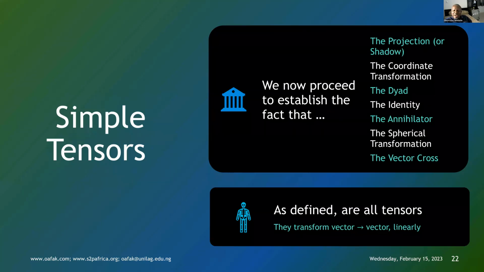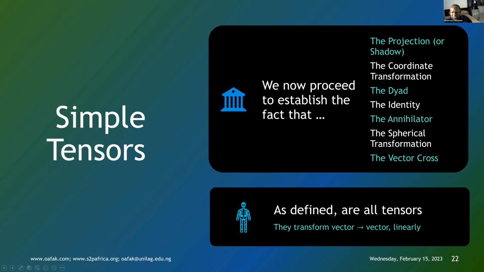So we will now go and establish the tensor character of 7 different transformations. 1 is the projection, 2 is the coordinate transformation, 3 is the dyad, then the identity, the annihilator, the spherical, and the vector cross. We are going to now demonstrate their tensor character.